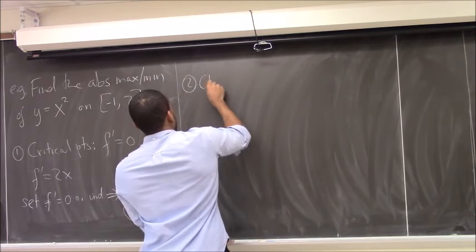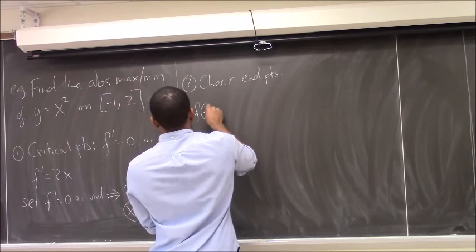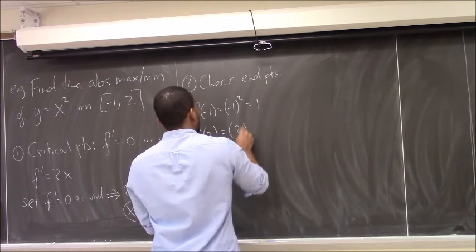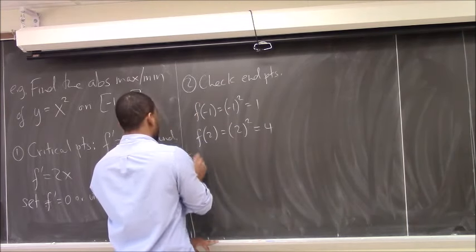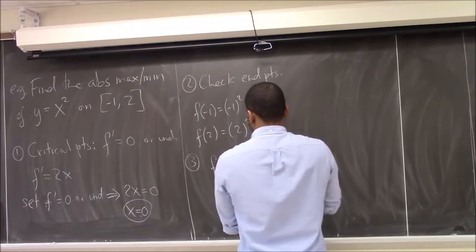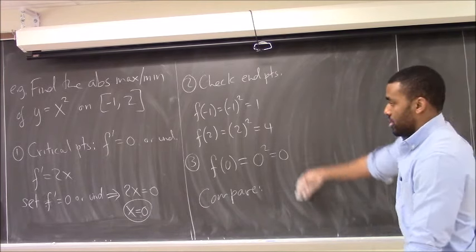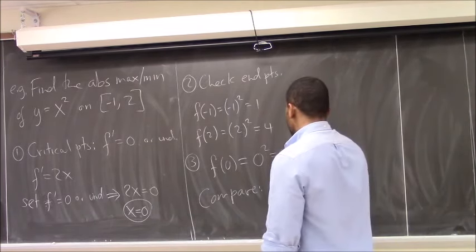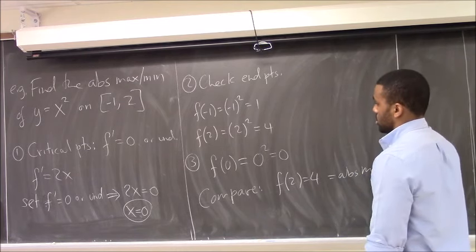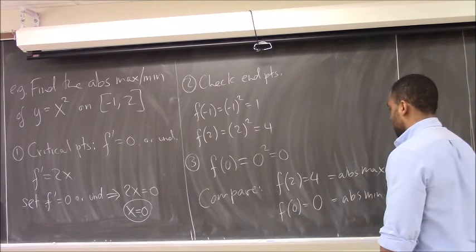Step 2, you're going to check the endpoints. So I'm going to find f of minus 1, which is minus 1 squared. I'm going to find f of 2, which is 2 squared. And step 3, f of 0 is 0 squared. And so now you compare. Of all these three values, who's the biggest guy? 4. So you say f of 2 equals 4 is the absolute max. Who's the smallest guy? f of 0 equals 0 is the absolute min. And that's it.